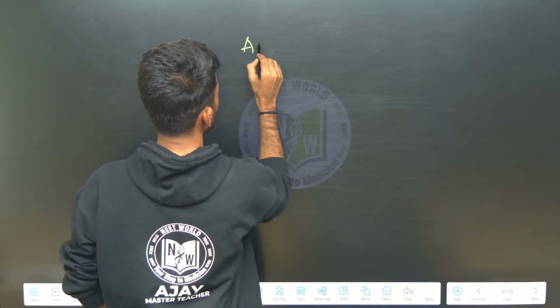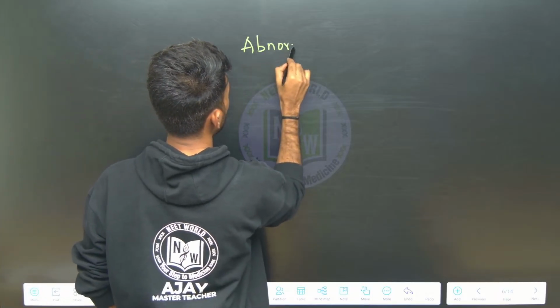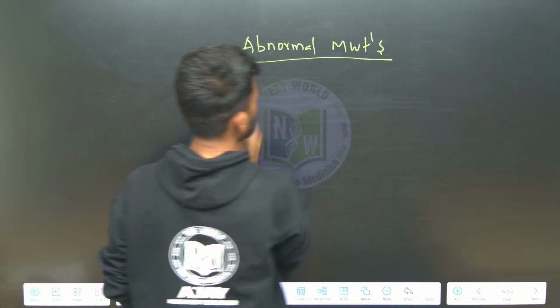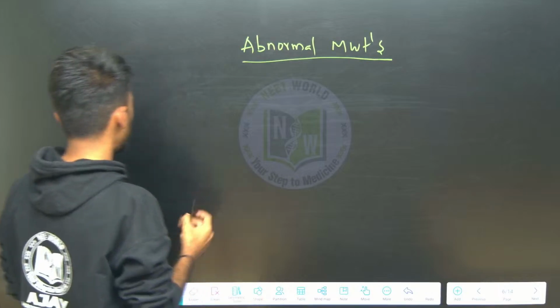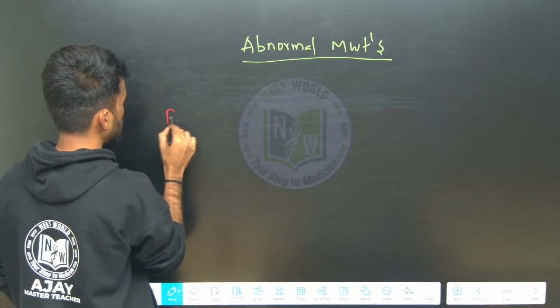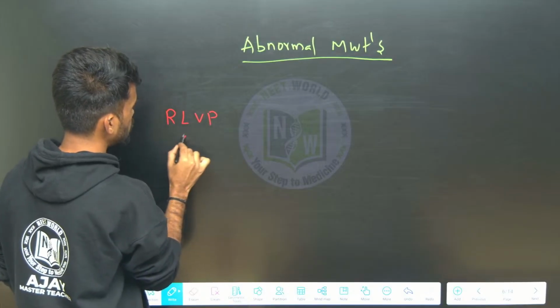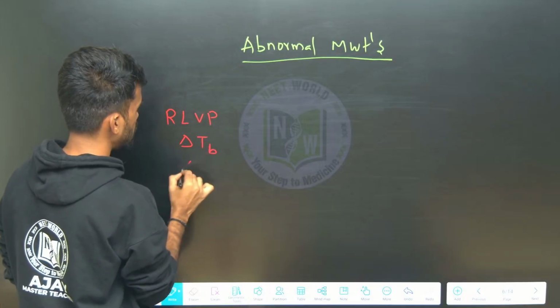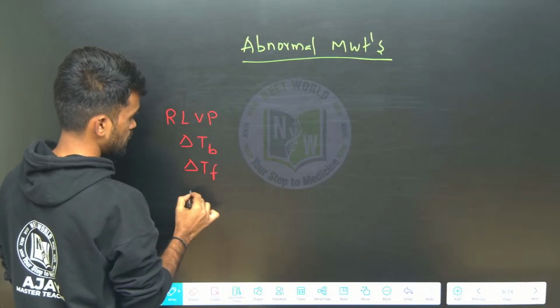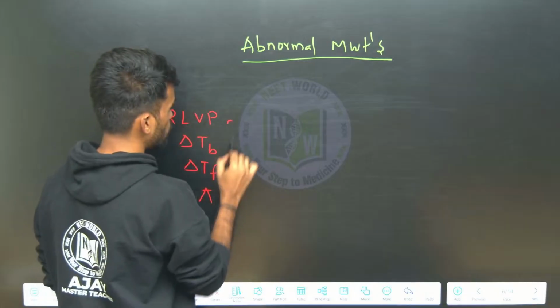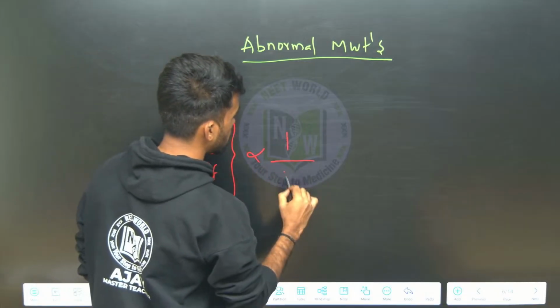So now, write abnormal molecular weights. When we see this abnormality in molecular weights, we have studied all the colligative properties. If you see all the formulas, we got RLVP, delta TB, delta TF, and osmotic pressure, everything. All of these are inversely proportional to the molecular weight of solute.